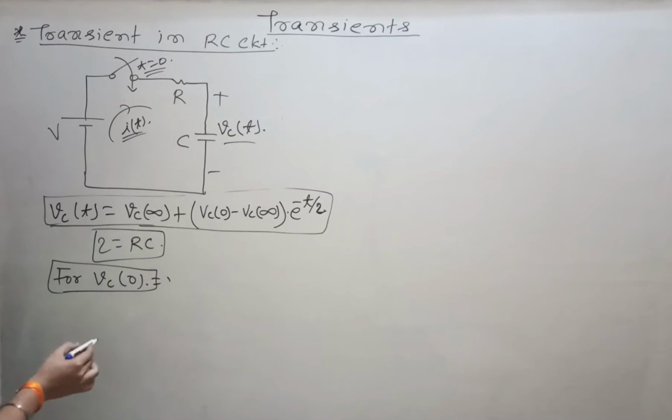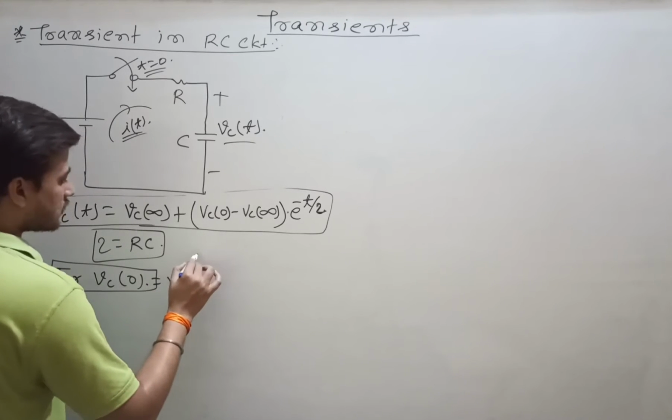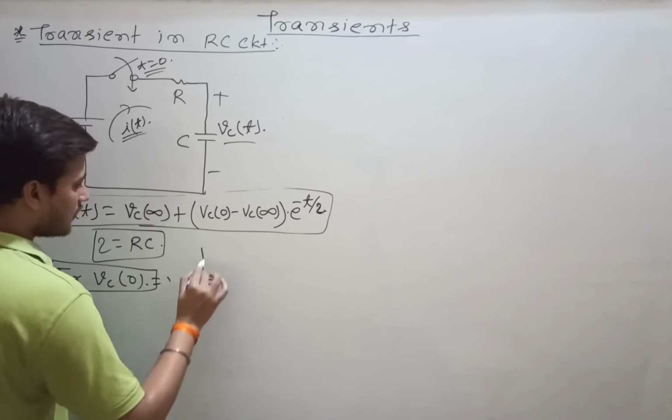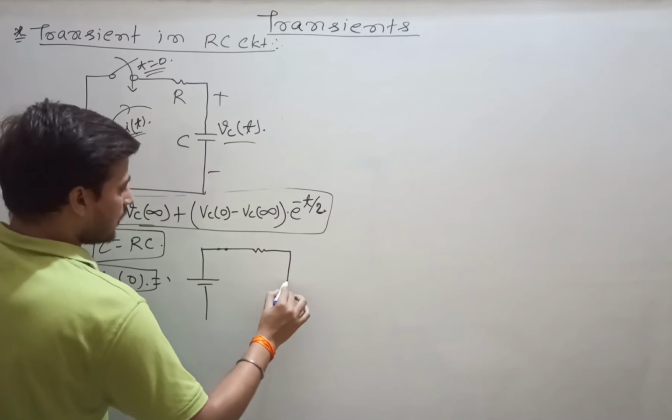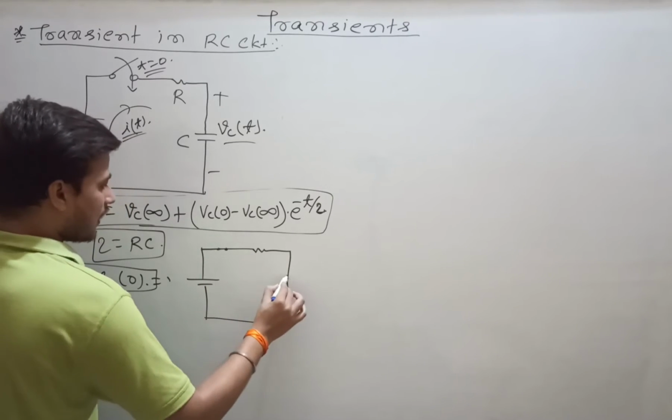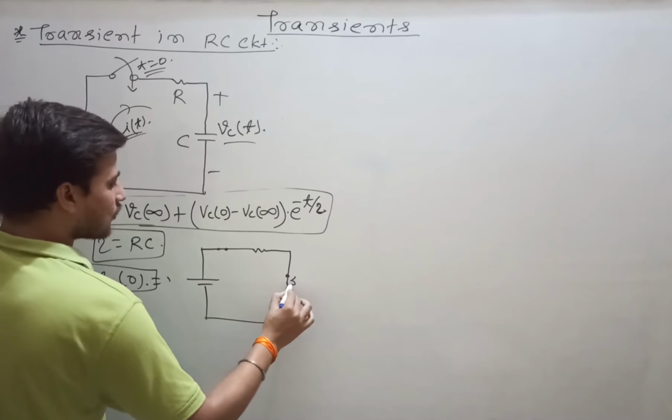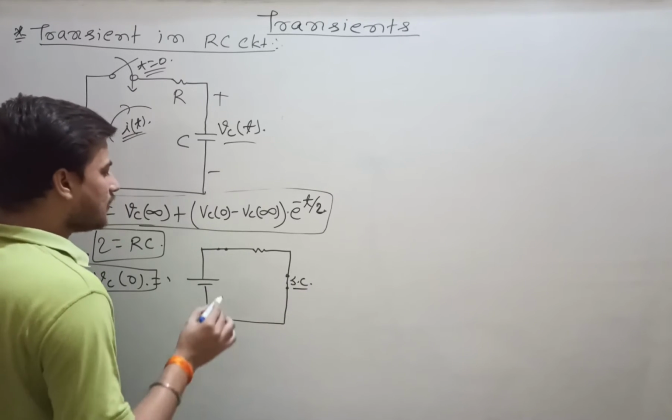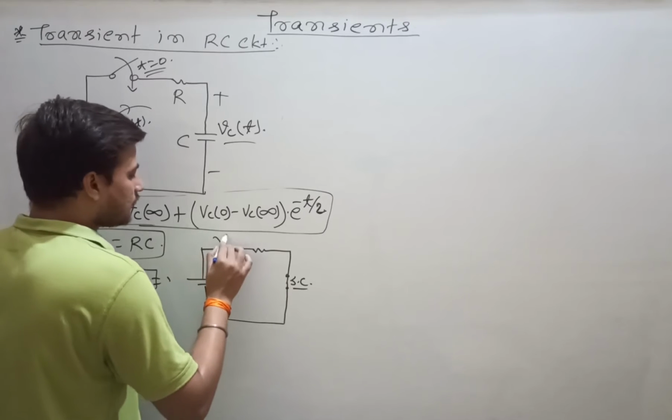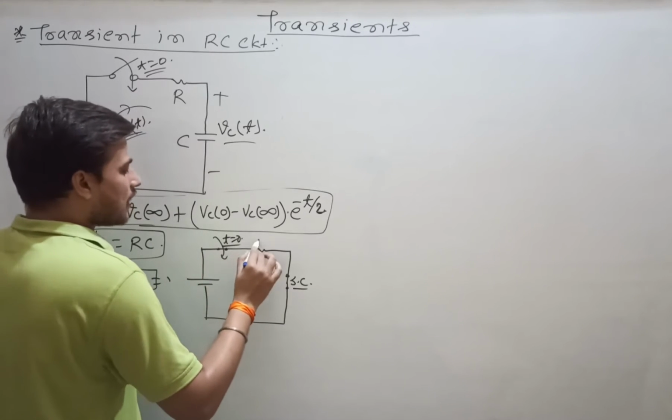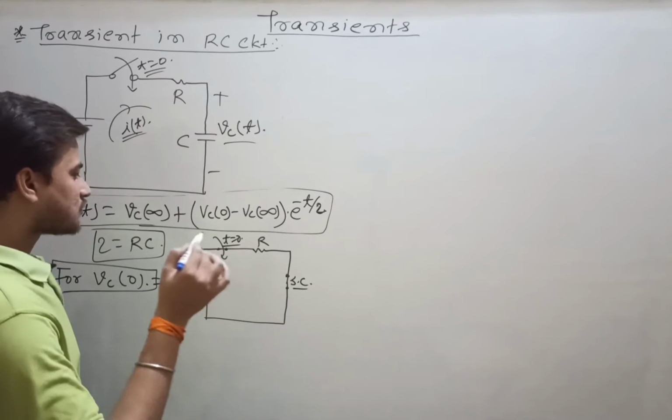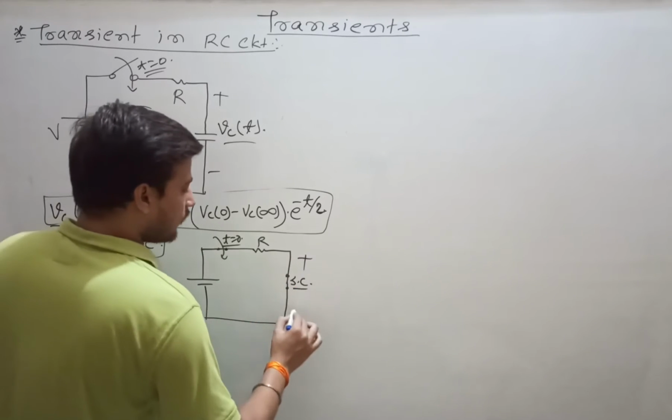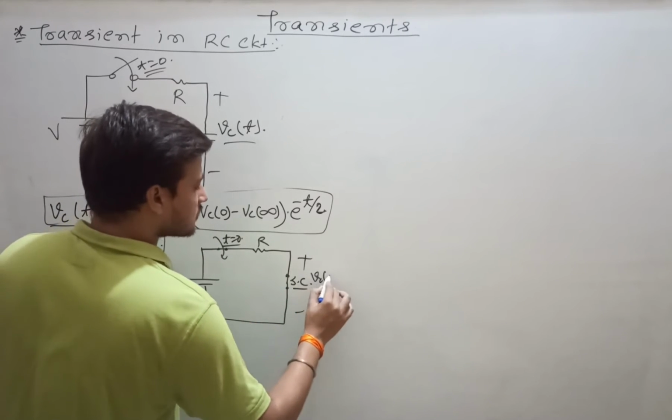When the switch is closed, the circuit will be like this one. You know about the capacitor. Capacitor acts as a short circuit at time t equal to 0. So if it is acting like a short circuit, then the voltage across the capacitor will be how much?